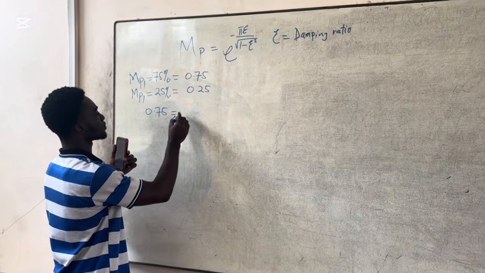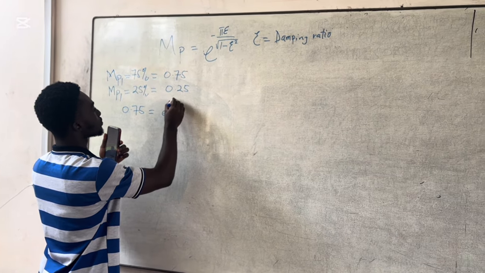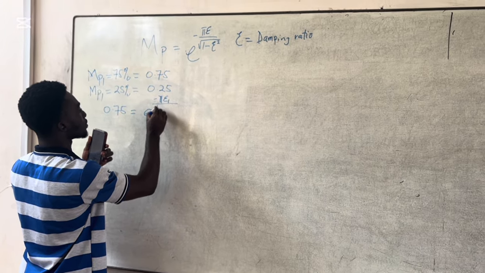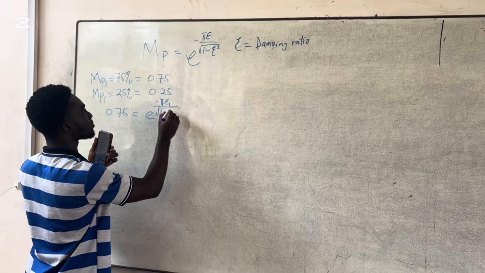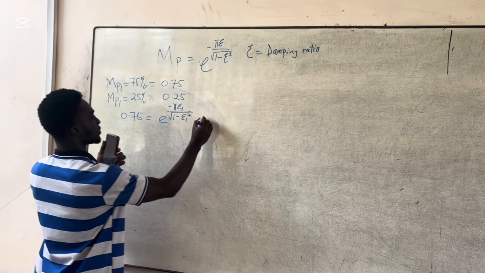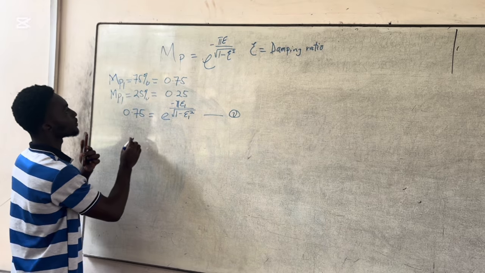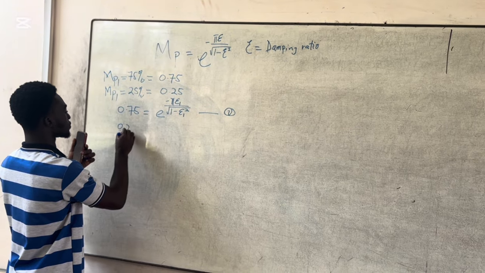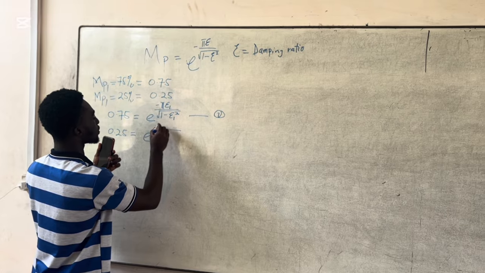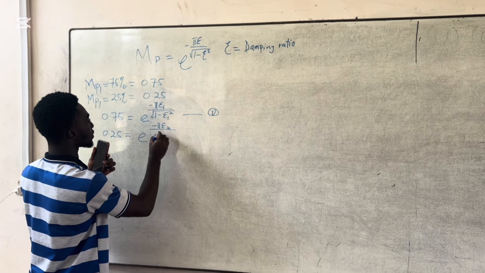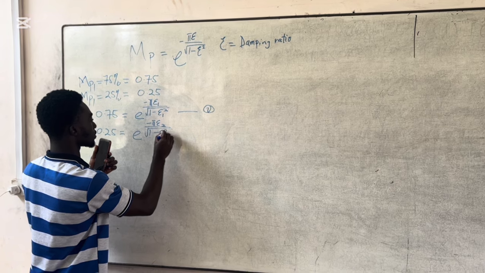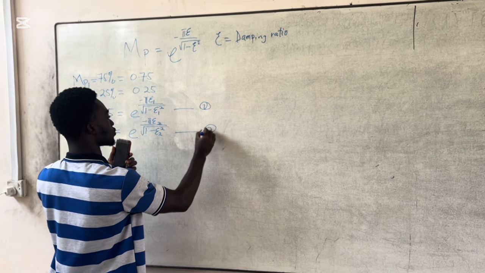0.75 is equal to e to the power minus pi. So then this is for the first case. So let's make this equation 1. And for the second case, we have 0.25, which is equal to e to the power pi with the square root there, 1 minus. So let's call this equation 2.